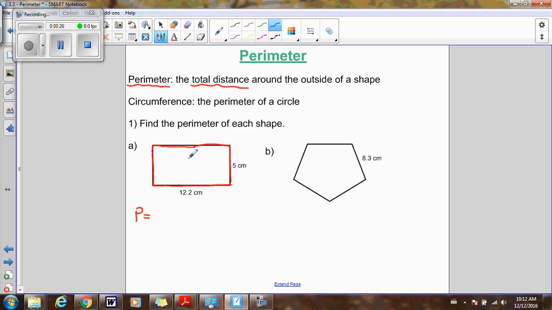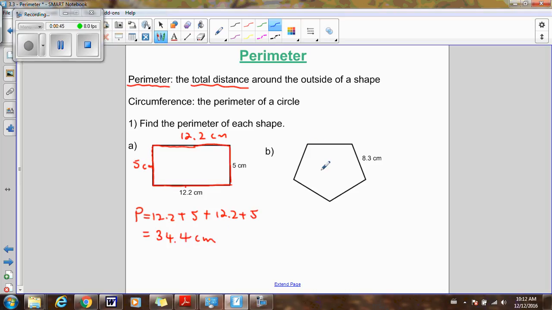So we know that this side here is 12.2, so we do 12.2 plus 5 plus 12.2 plus 5, because this is 12.2 here, and this is 5 centimeters here. Okay, and if you do that, you're going to get the answer 34.4 centimeters.